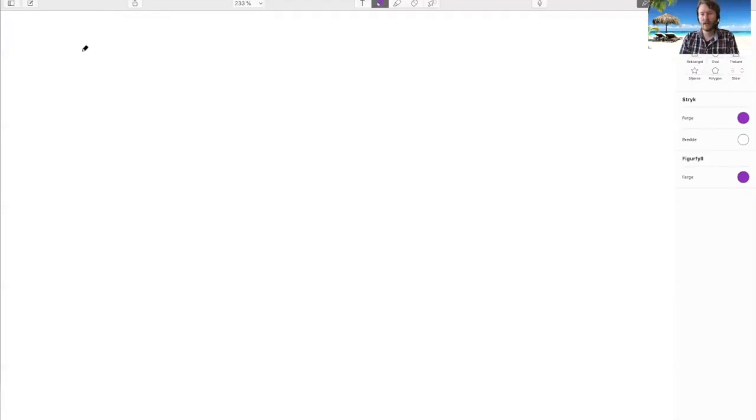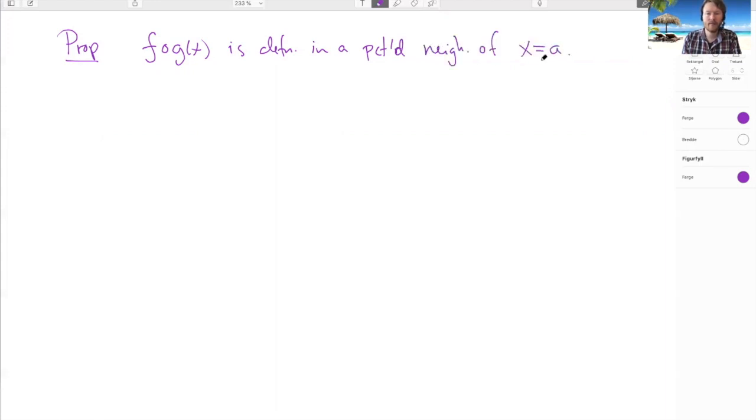So we're now taking a look at the change of variables formula, or you can call it the composition rule for limits. And we formulate it in the following way. So we're being careful here. Assume that the composition here is defined in a punctured neighborhood of x equals a.